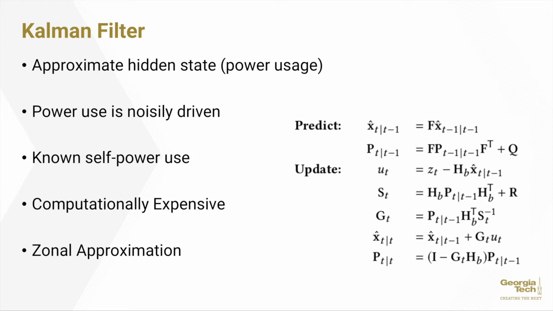In order to prevent this computational explosion, what we can do is just do a zonal approximation for the power. So we estimate the heat and the power output for various regions in the data center. Let's just say there are 4 regions, like a north, south, east, west region, and we're going to do approximations for each of these zones. This is what the Kalman filter will help us do.